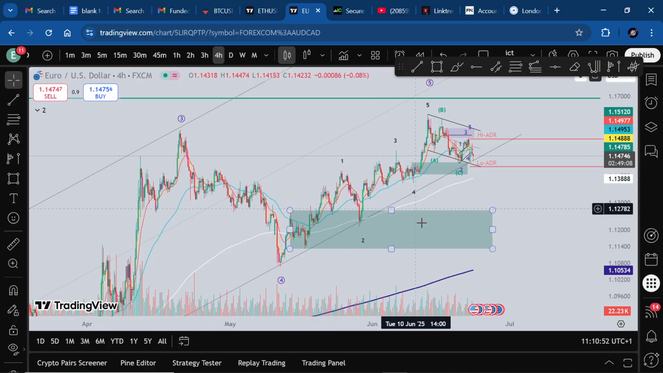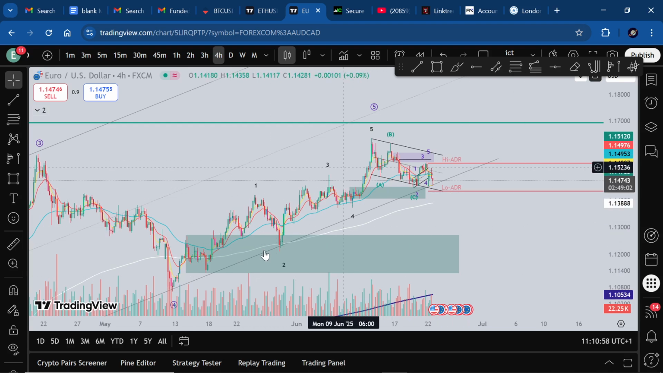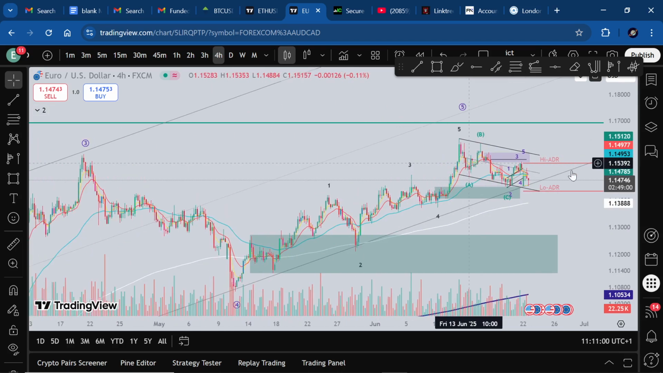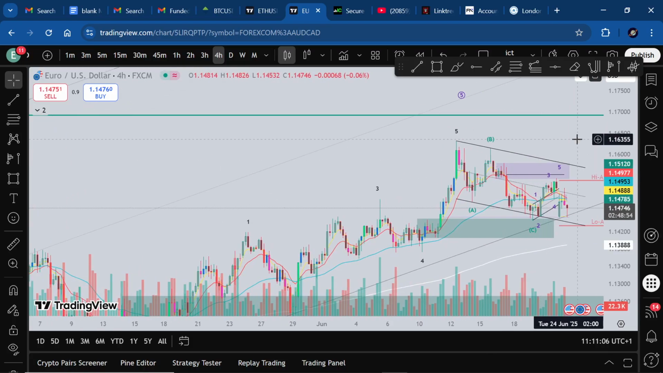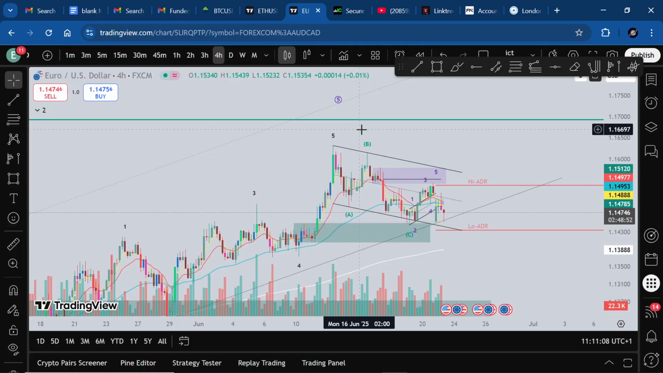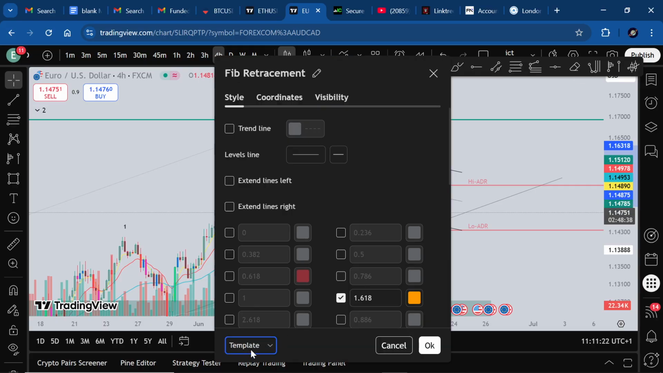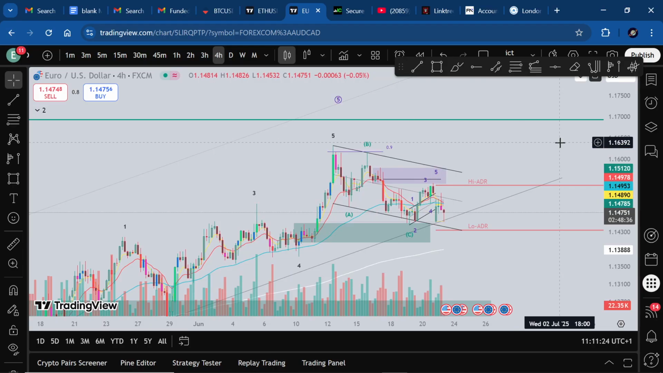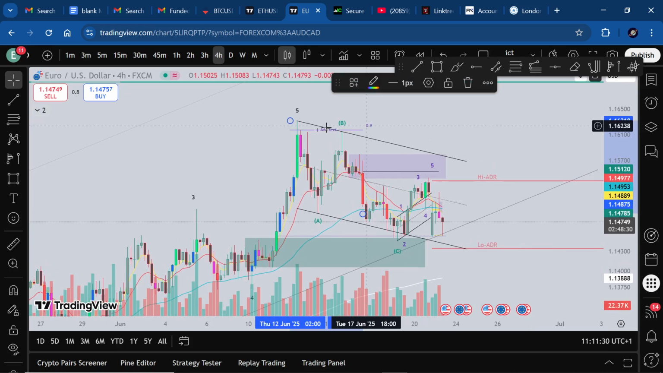We've got a 1, 2, 3, 4, 5. Okay, that's a diagonal. Ever since that, we're looking for corrective structures down. Okay, I believe we've had a flat here in the A, B, C. Okay, price came up to 90%. If that is a flat, hold on. Right, we just about missed the 90%, but we would have hit the 0.886 for sure.